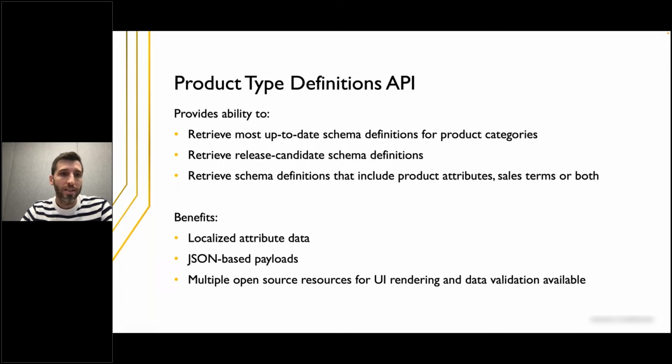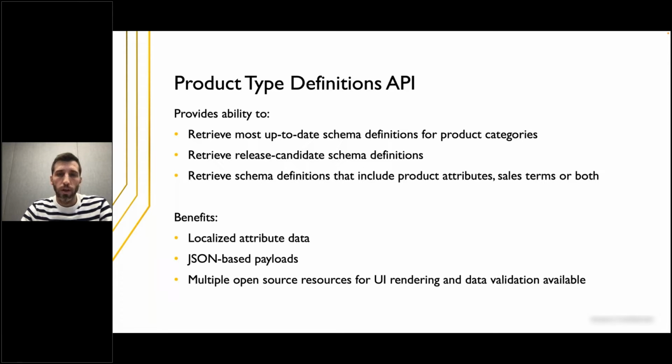And then retrieving schema definitions that include product attributes, sales terms, or both is supported. So depending on what it is that you want to do with the API, what it is that you want to submit to Amazon, you can get different information from the API. The benefit of this API section is that the schemas that you get have localized attribute data, which means that for all supported languages for a marketplace, you will get the information if you want.